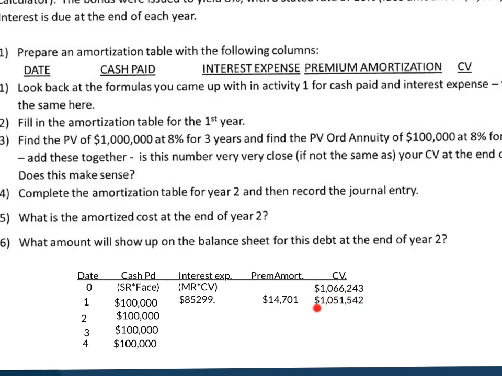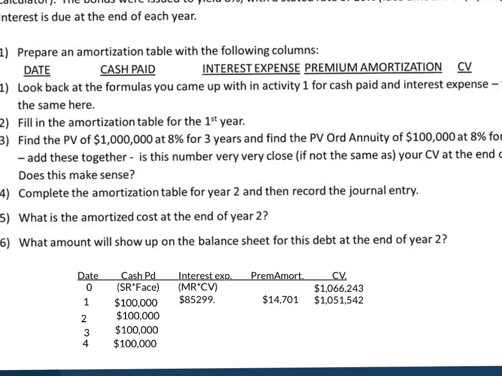$1,051,542 would be the present value of the $1 million face amount with an N of 3 and an interest rate of 8%, plus the $100,000 annuity, which is the interest payment, with an N of 3 and an interest rate of 8%. And I just wanted to show you how at the end of each of these years, that's what the carrying value is going to be equal to. The amortized cost, or the carrying value, is going to continue to be equal to the present value of the cash flows using your original interest rate and the number of years you have until maturity.